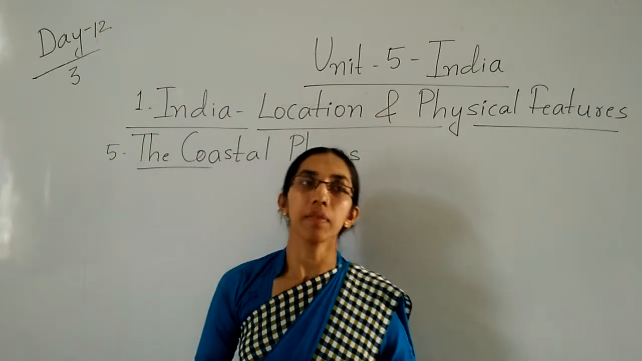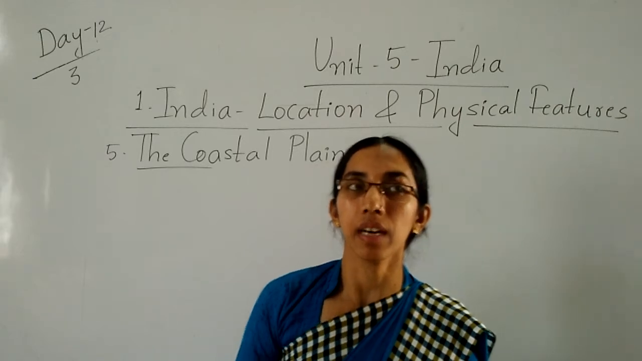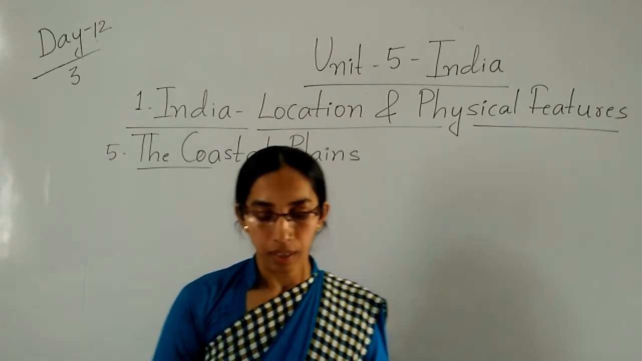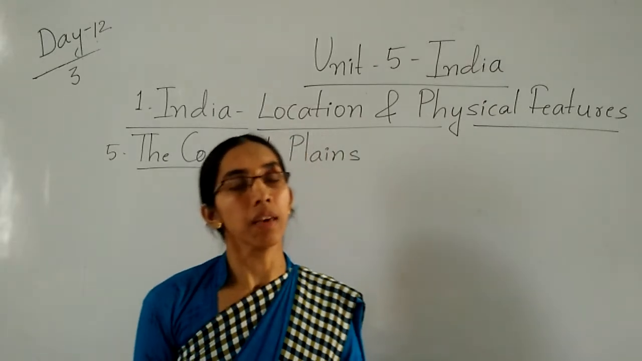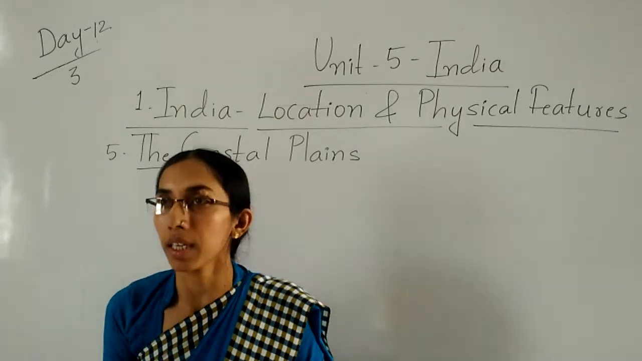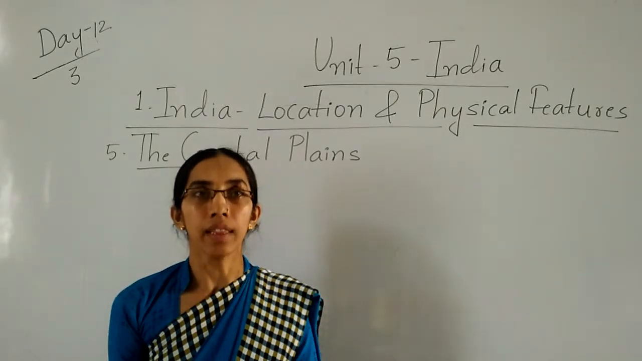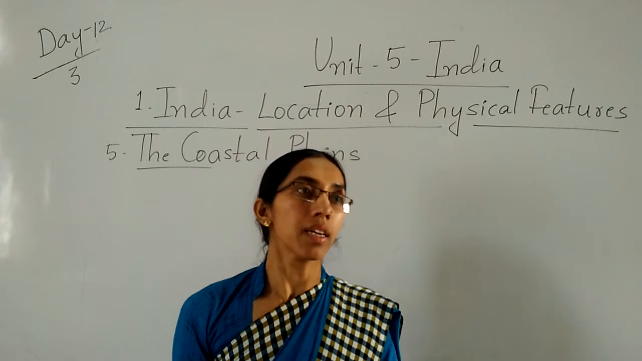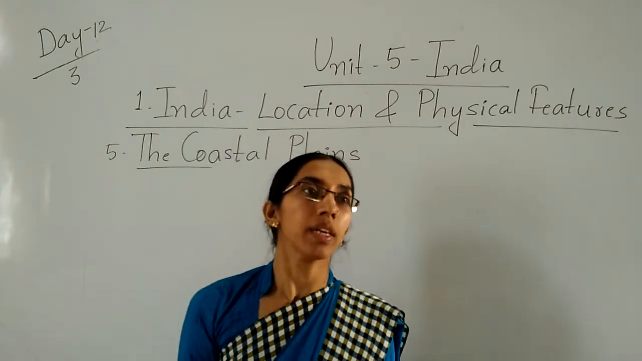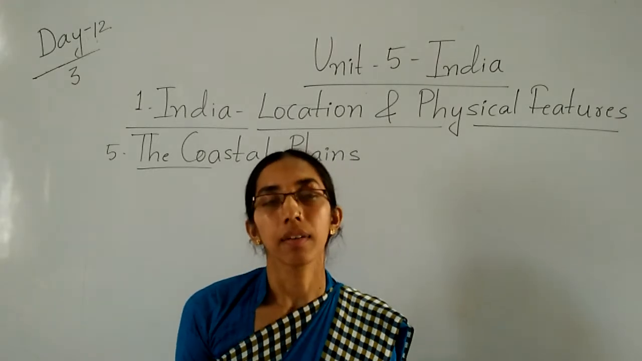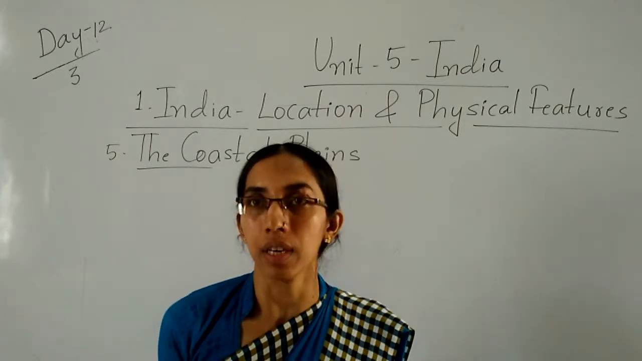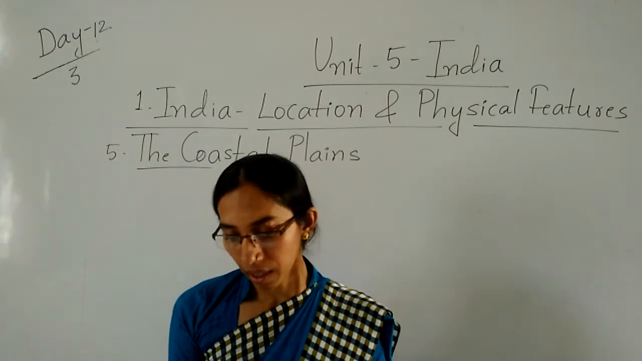So in the previous class we discussed the four physical features. Children, in that, the first is the Himalayan region, next is the Indo-Gangetic Plains, the third is the Great Indian Desert, and the fourth is the Peninsular region. So all these four geographical features we have discussed in the previous class.